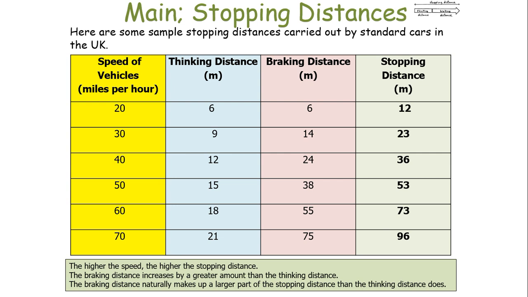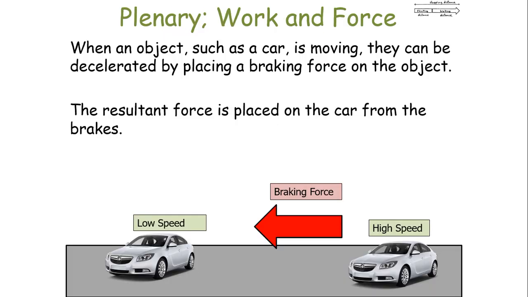So what conclusions can we make? Number one, the higher the speed, the higher the stopping distance. Number two, the braking distance increases by a greater amount than the thinking distance, and the braking distance naturally makes up a larger part of the stopping distance than the thinking distance does, and this only increases at higher speeds. So, we now move on to what happens when we actually apply this braking force.